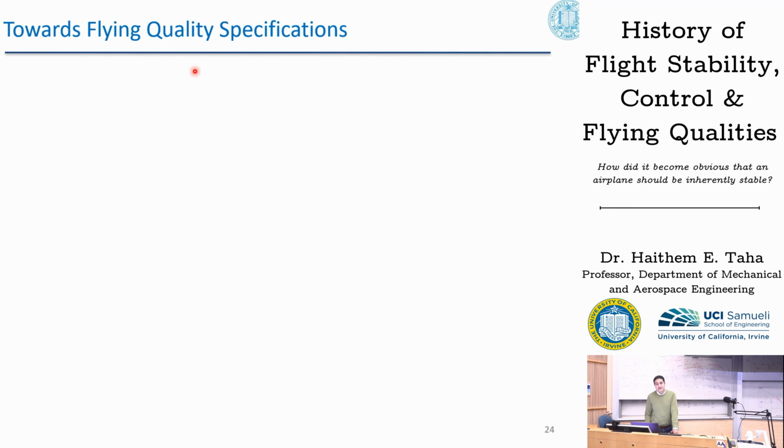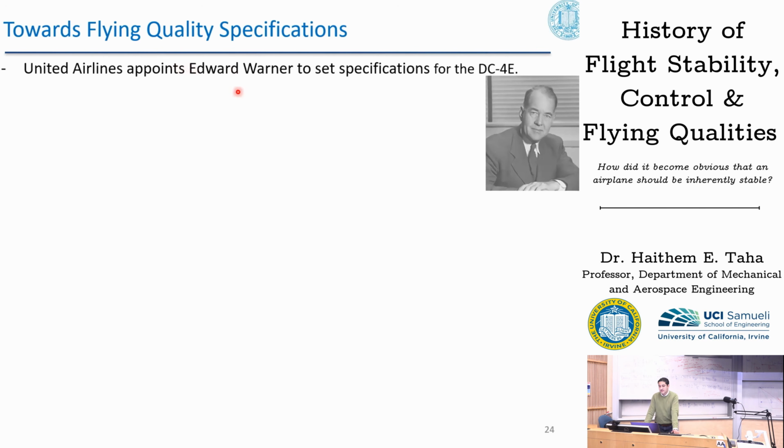One of the main incidents in this history was when United Airlines appointed Edward Warner to set specifications for the DC-4. Warner was the first chief physicist in Langley, was a professor at MIT, and played a major role in the history of flying qualities. He played a very important role as a translator between different spheres, different communities that speak different languages: airplane designers on one side, manufacturers, airliners, research engineers at NASA, instrumentation folks, and pilots.